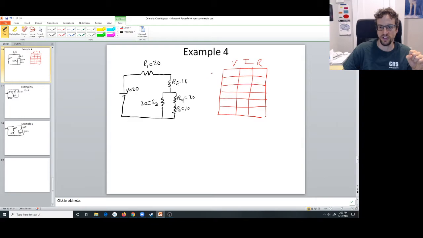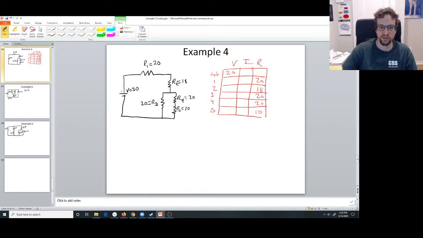I use 6 rows a lot because I use 5 resistor circuits a lot, but it's always the number of resistors plus 1. And we have 20, 18, 20, 8. That one's also 20. And 10. Okay, so these are our known values. But let's go ahead and figure out our current conservation of voltage loops first.